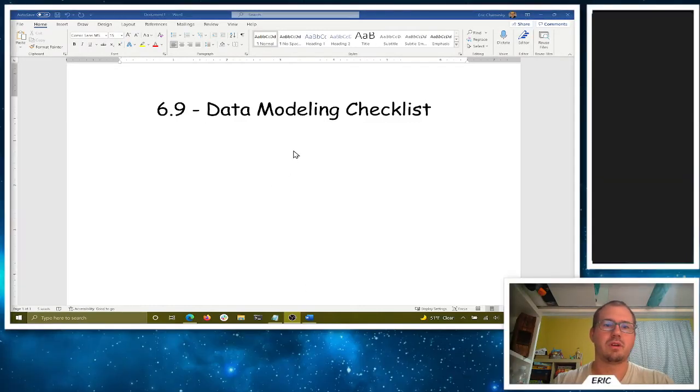All right, folks, we're going to wrap up Chapter 6 here with our data modeling checklist. And I'm going to flip over here to Word so I don't have to try and handwrite all that stuff. There's not going to be as much drawing going on here. So this is sort of the end of the design portion.